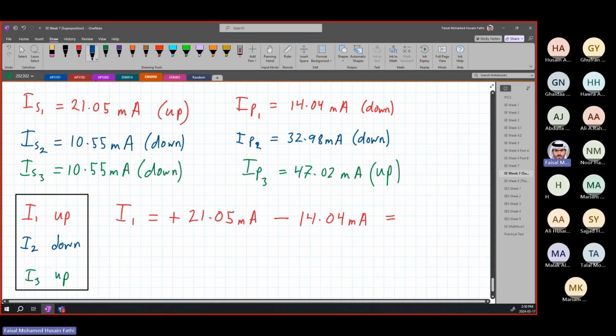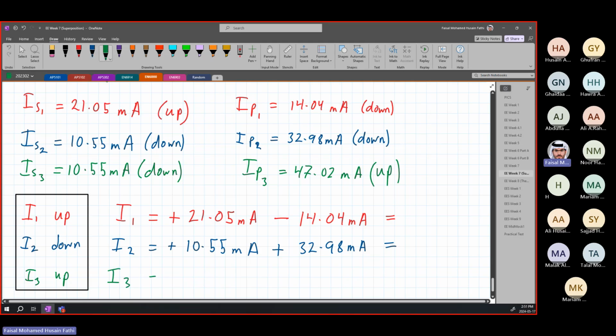You will do the exact same thing again for I2. Originally the assumed direction of I2 is down, so if you get a down value, it is going to be positive. If you get an up value, it is going to be negative for I2. So again, we'll do the same thing. Here we have down, so it is positive 10.55 milliamps. This is also down over here, so it is plus 32.98 milliamps. And you're going to get your final value for current 2.